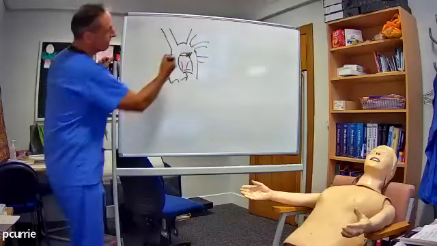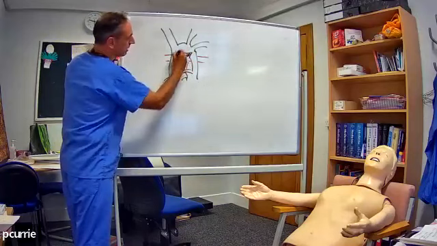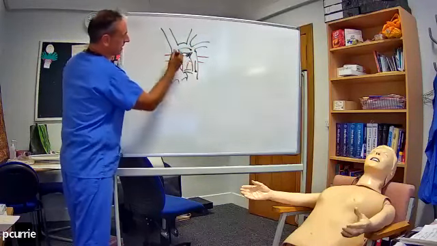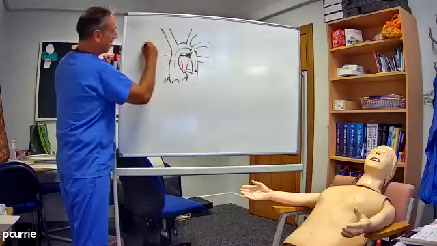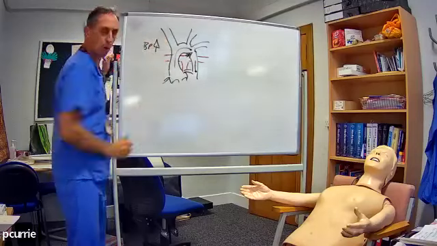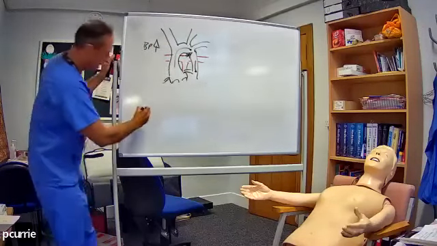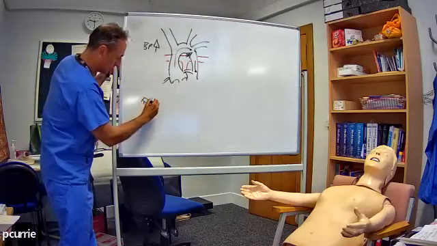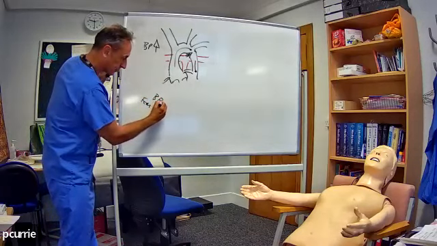But you'll appreciate that if there's an obstruction here, so blood is going like that, in the upper part of the body, your blood pressure will be high. And in the lower part of the body, in your femorals, your blood pressure will be lower.